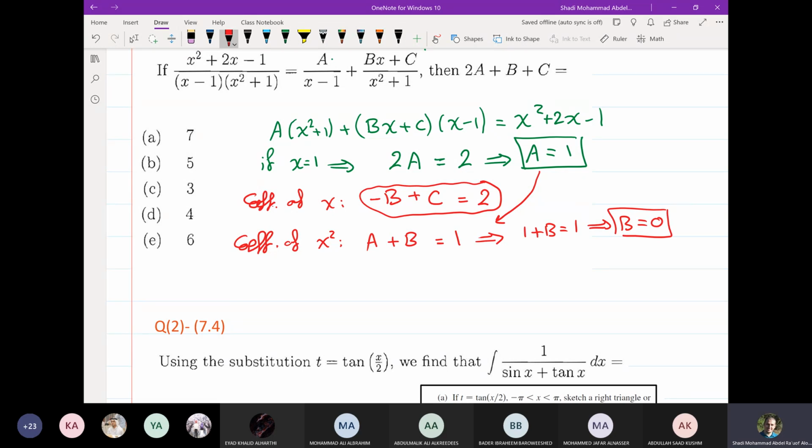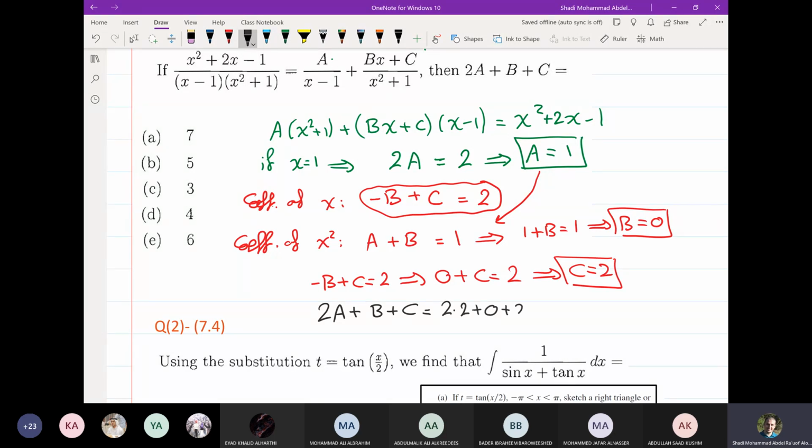Now if b equals 0, from this equation, minus b plus c equals 2, substitute 0 for b, that means c will be what? C will be 2. Now in the question we need to evaluate what? You need to evaluate 2a plus b plus c, and this is equal to what? 2 times 2 plus 0 plus 2, and this is equal to 6. 2 times 1, Doctor. 2 times 1, sorry. The value of a is 1. So the answer will be 4. The answer will be 4, exactly. So the answer here, in this case, will be D, right?